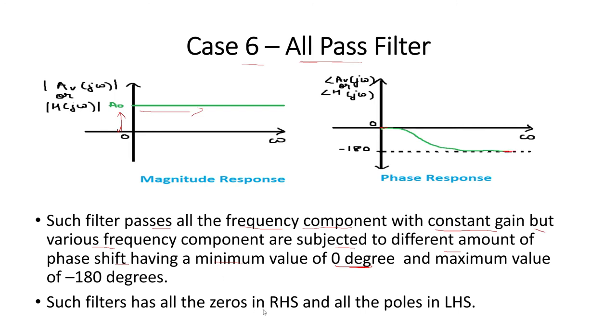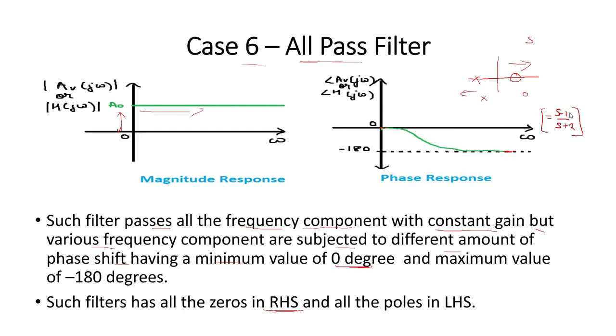Such filters have zeros in the RHS, means if we plot in the S domain, then zeros will be plotted on this side and poles in the LHS, means poles will be plotted on this side. Okay, one thing to notice here is that poles are plotted using a cross sign and zeros are plotted using circle signs. Now let's take this example: you have a transfer function which is s minus 1 upon s plus 2.